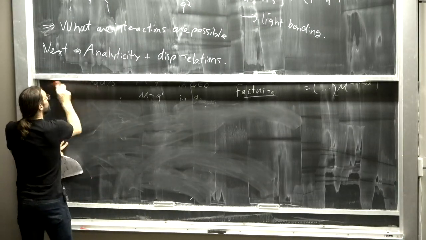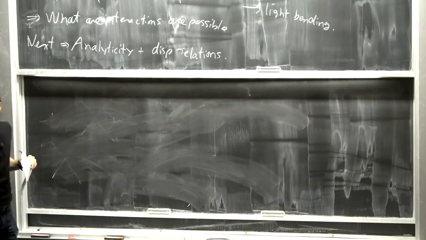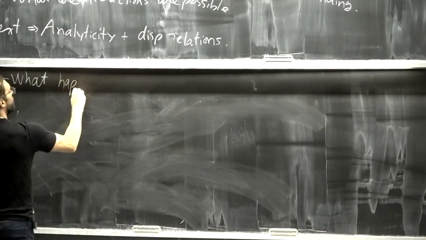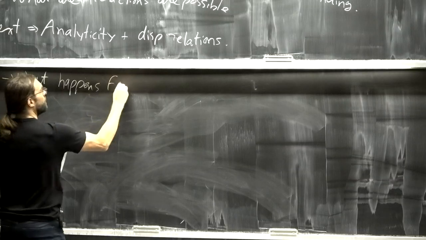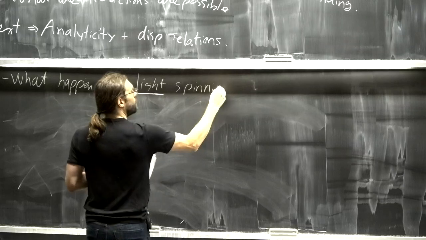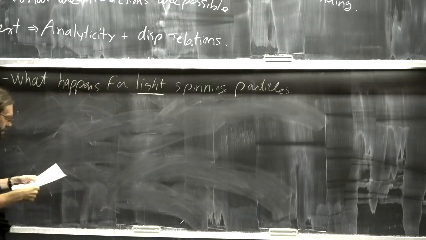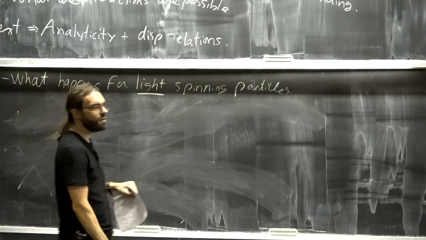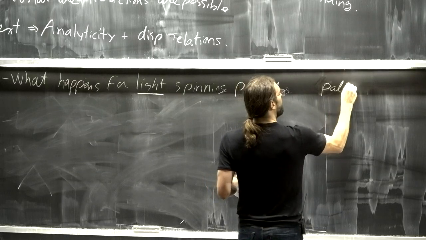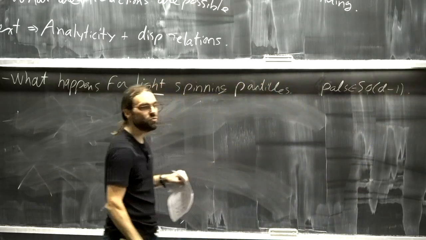So let's discuss. This is for massless particles. What happens if you have a small mass? This is a bit less discussed in the literature. For a light spinning particle, generally speaking, the little group is SO(D-1). The polarization lives in SO(D-1), not SO(D-2).